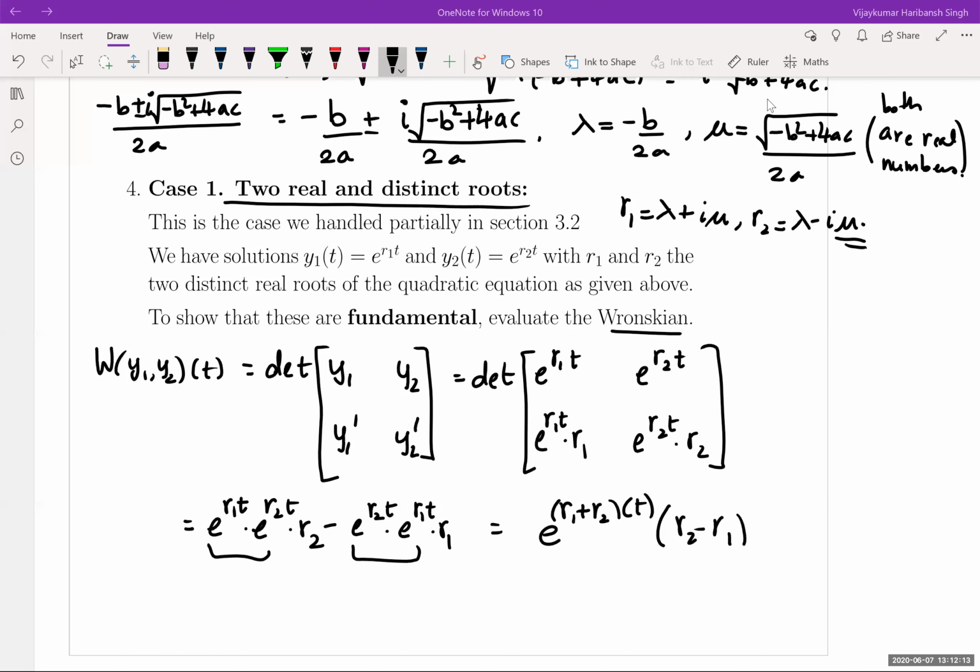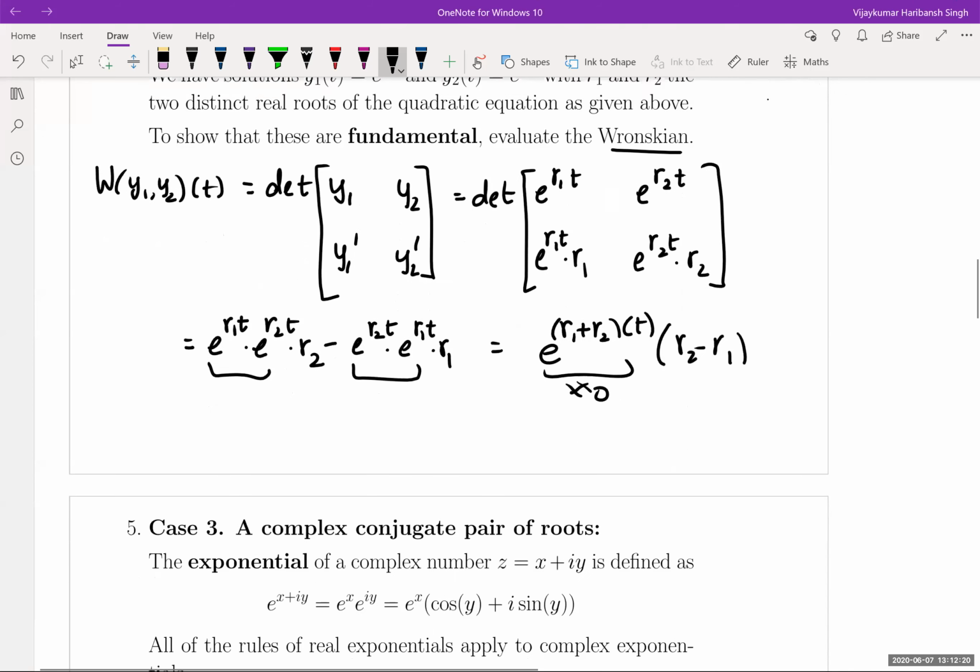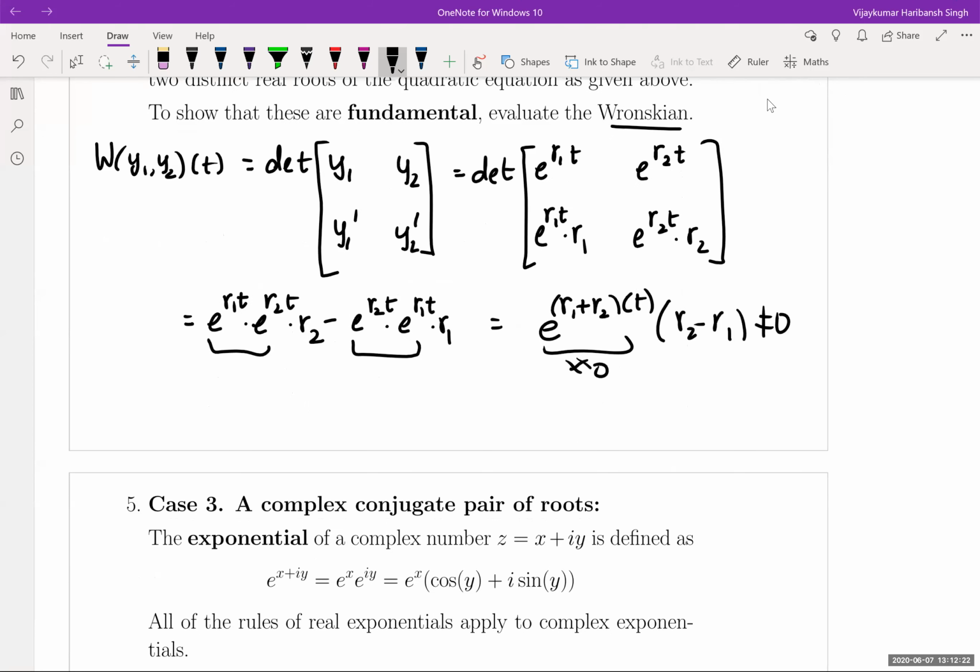Now note that this is not 0. Why? Because the exponential is never 0. And since r1 is not equal to r2, this is also not 0. So therefore, in this case, y1 and y2 form a fundamental set.